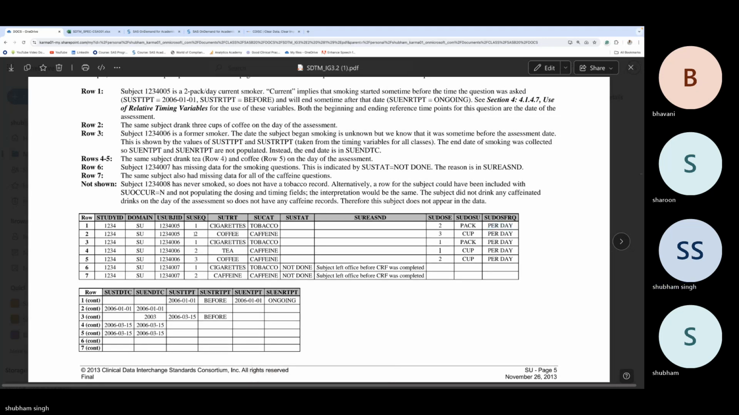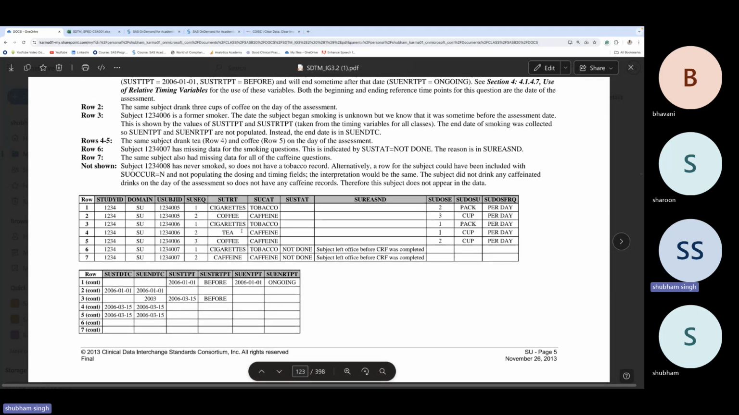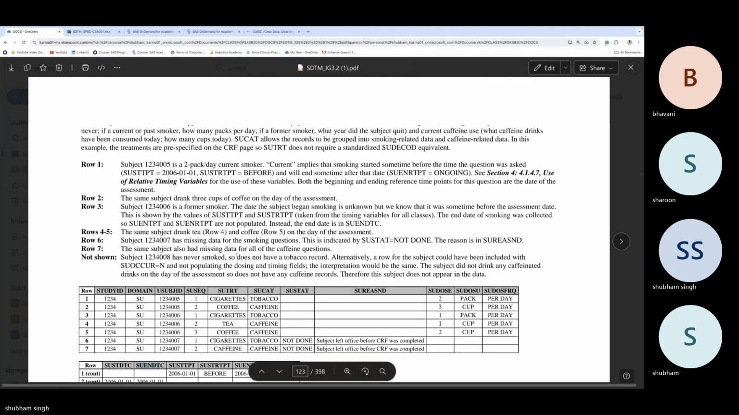Now the same subject, the same 1234055, I think he was taking coffee as well. That comes under the caffeine category. And how many? 3 cups per day. Then again, 1234666. He was taking tea, which comes under caffeine, and 1 cup per day. You can see all the data. And then when did he start consuming cigarettes or whatever substance he's consuming? What is the end date? All this data is getting collected.